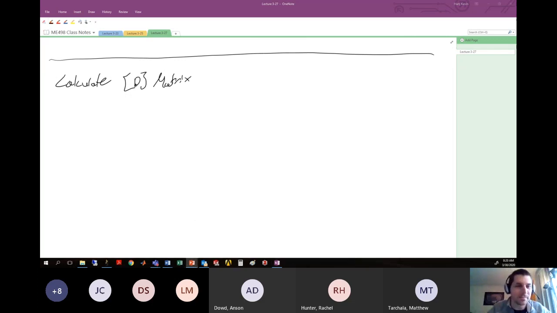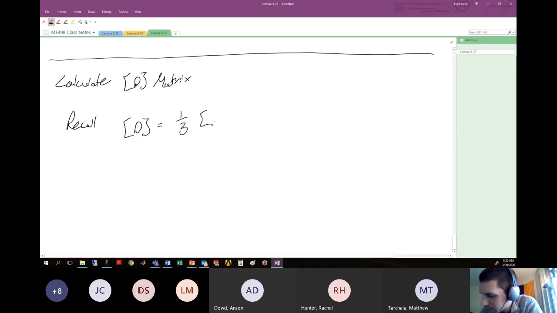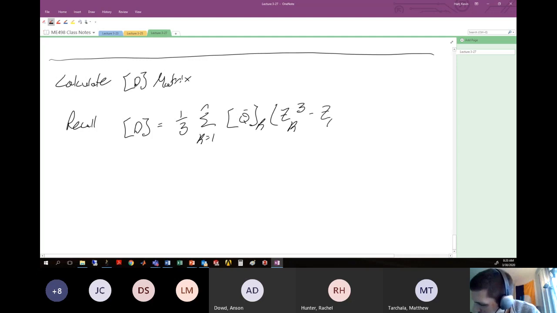Okay, so let's write the general equation for the D matrix. Recall that D is, don't forget your 1/3 coefficient, the summation from k equals 1 to N, where N is the number of layers, of Q bar k, and here we have z_k cubed minus z_(k-1) cubed.